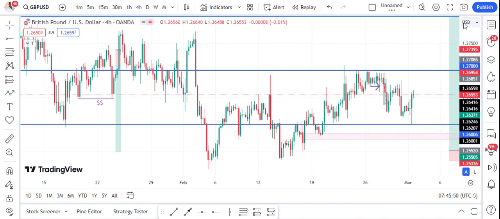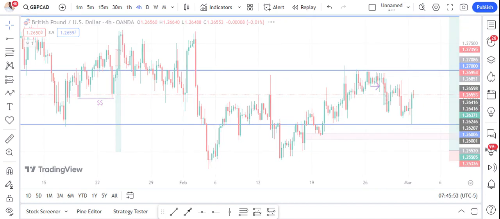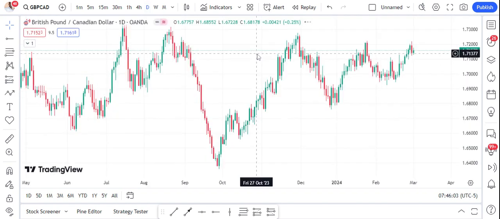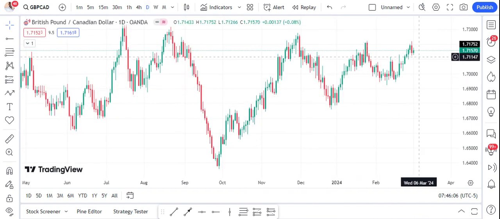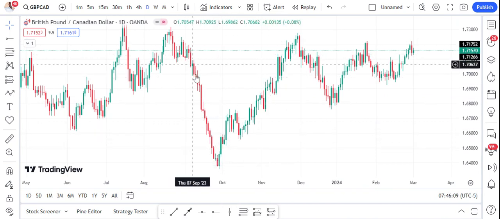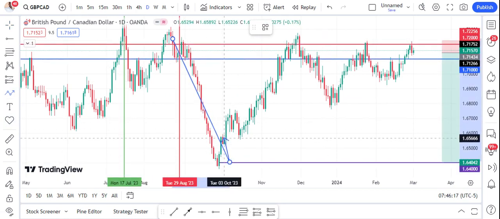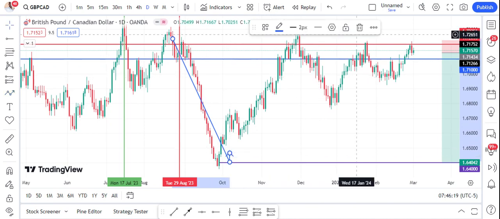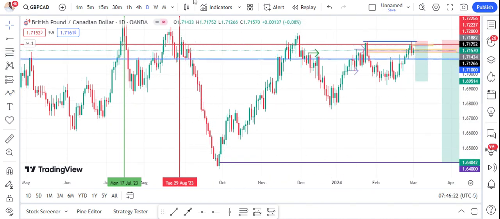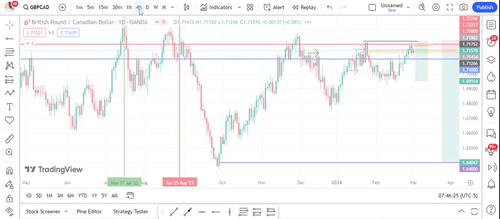So that is it. Next is GBP CAD. I've been talking about this from day one on this channel, how I'm expecting a long sell. Something like this, a big sell like this. So is it happening? Is it going to happen? I talked about it in the past, and I'm going to talk about it right now again.